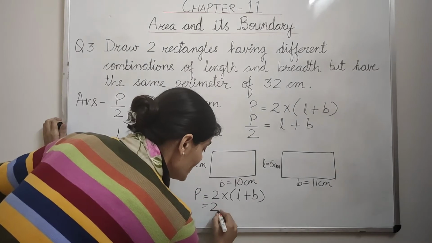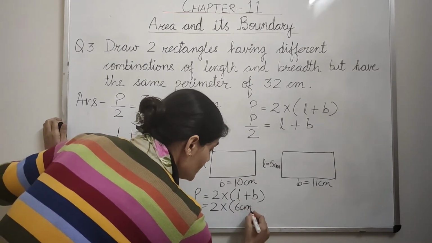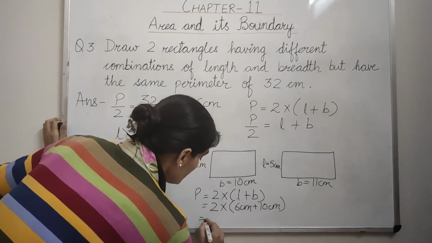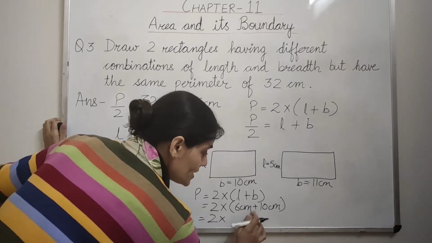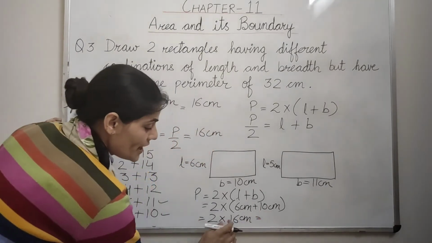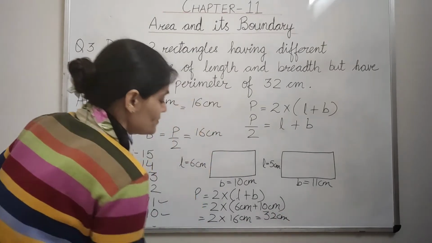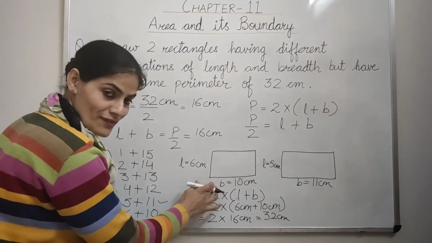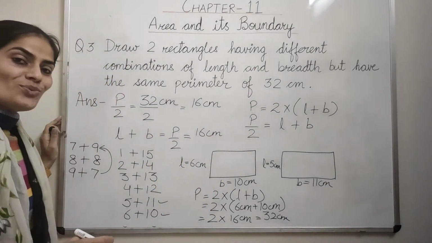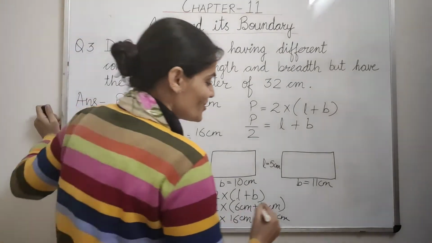Let's put the values. 2 times length is 6 centimeter, breadth is 10 centimeter. So 2 times 6 plus 10 is 16 centimeter and 2 times 16 gives us 32 centimeter. So with this combination of length and breadth, we are able to get the perimeter as 32 centimeter. Let's check the second combination also.